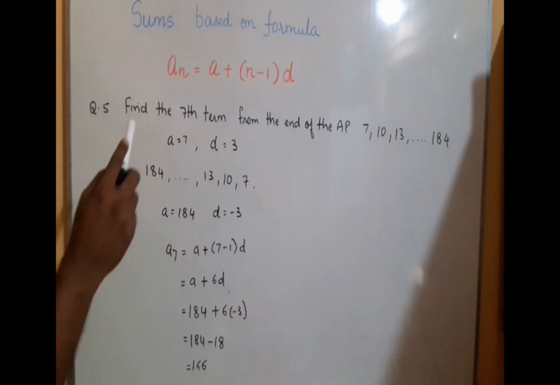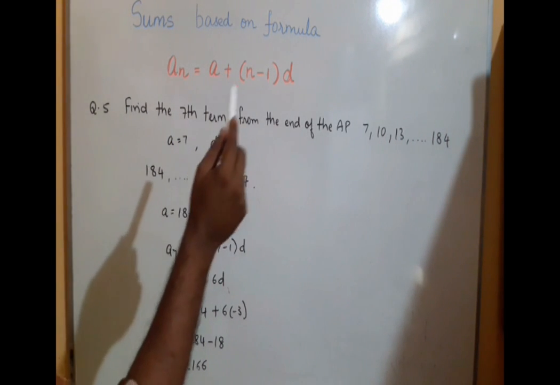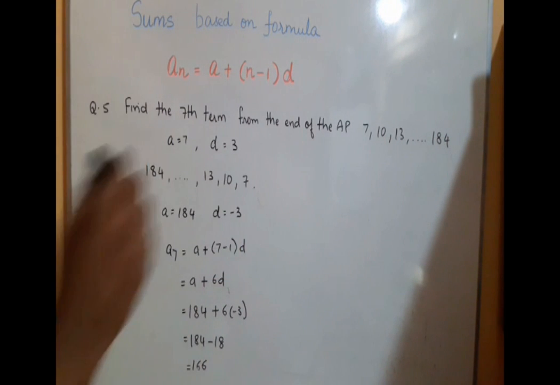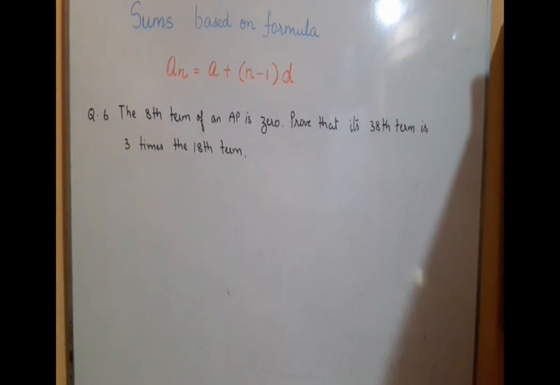But remember, when you have to find from the end of the AP, it has to be a finite sequence where the last term is given. In this example, the data given is the 8th term of an AP is 0. We have to prove its 38th term is 3 times the 18th term. So let us begin the sum using the same logic we have used so far. I hope by now you have understood how the sums are done and you might be able to do it before me. I will do the sum on the board for you, but you can also try it yourself. So let us begin now.